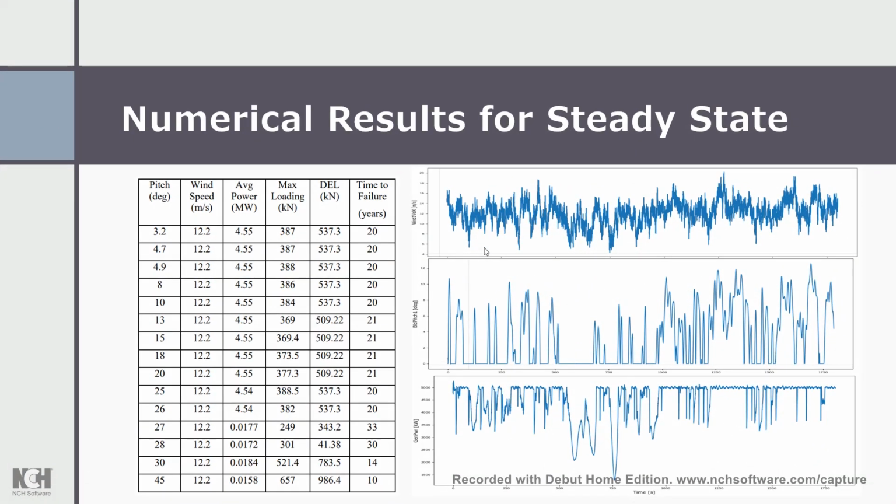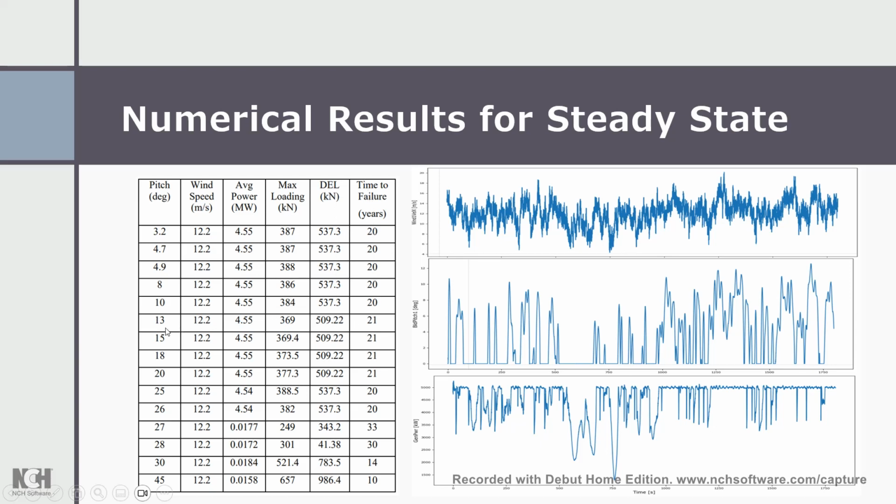So here are our numerical results for steady state. As you can see, with our constant wind speed and our varying pitch angles in degrees, power generation stayed at 4.55. The max loading stayed pretty similar, and the damage equivalent load, which we'll go over in a minute, and then the time to failure is 20 years.